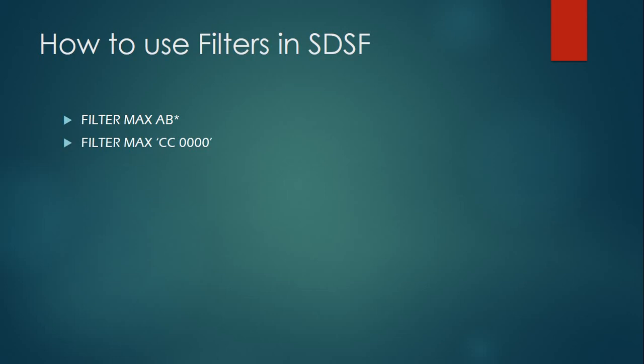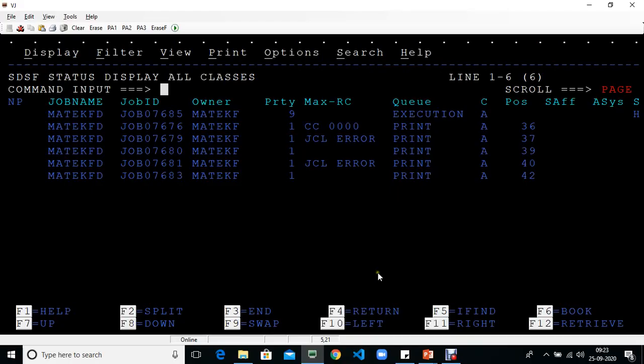Or if you want to see which jobs ran fine with the condition code as zero, or if there are any jobs which ran with an error, or which jobs have run with priority one. Without wasting any time, let me connect to the mainframe and see how it works. Now I'm here in the spool SDSF. So let me try the filter options.